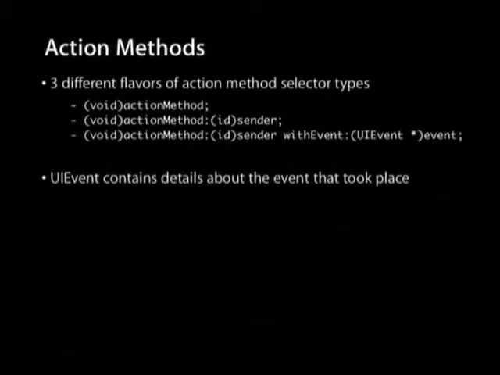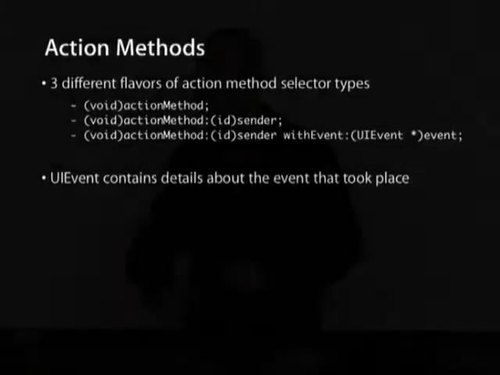The second example takes a sender, and the sender is the object that initiated the event. In the case I just showed you, that decrease button would come in as the sender. If you wanted to find out the state of that button, or the title of that button, for example, you can cast that sender to a UIButton and then ask that UIButton any questions you wanted, based on the headers.